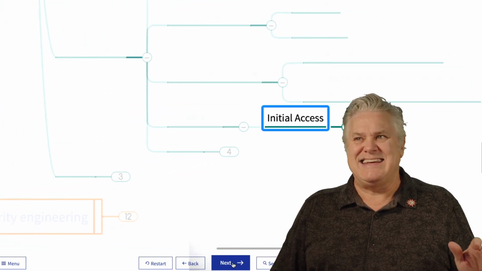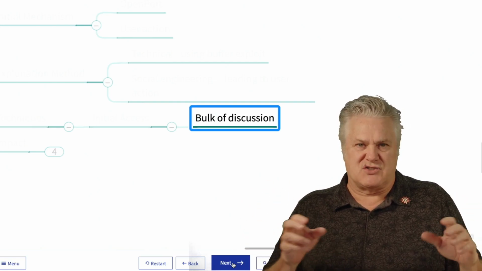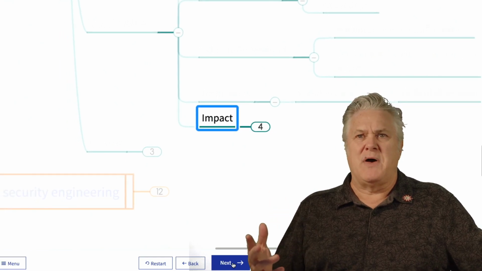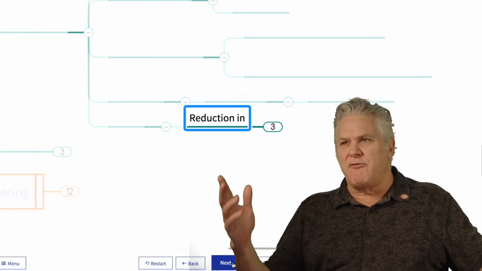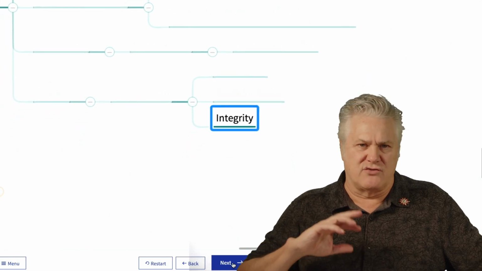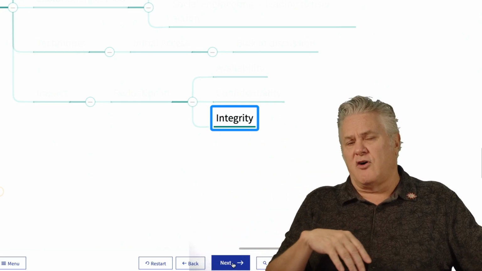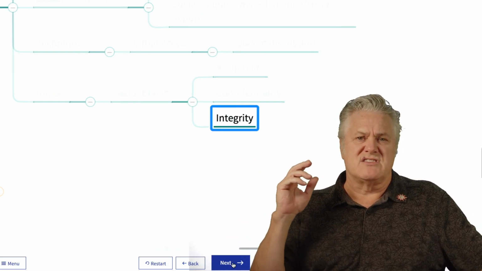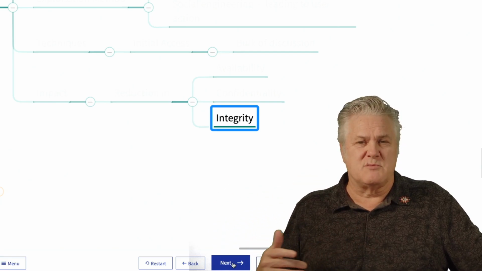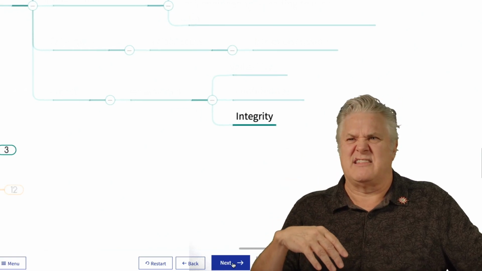What about the techniques? Well, for initial access, this is the bulk of our discussion. We're going to shove that off to the next section. The impact, okay? This is going to be some form of reduction in availability, confidentiality, or integrity. Those are the three main ones that we look at, and that goes back into talking about common weaknesses and exploits, and that reaches back into the common vulnerability scoring system, and that reaches back into the National Vulnerability Database. Boy, that's a long way to go to get to that stuff.